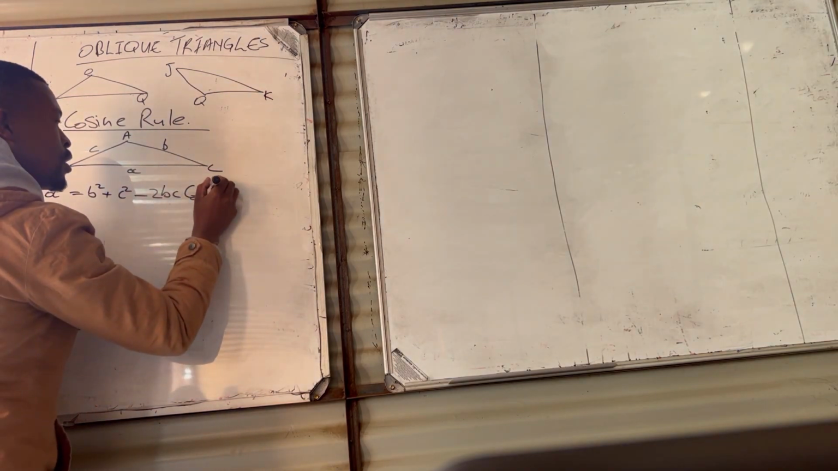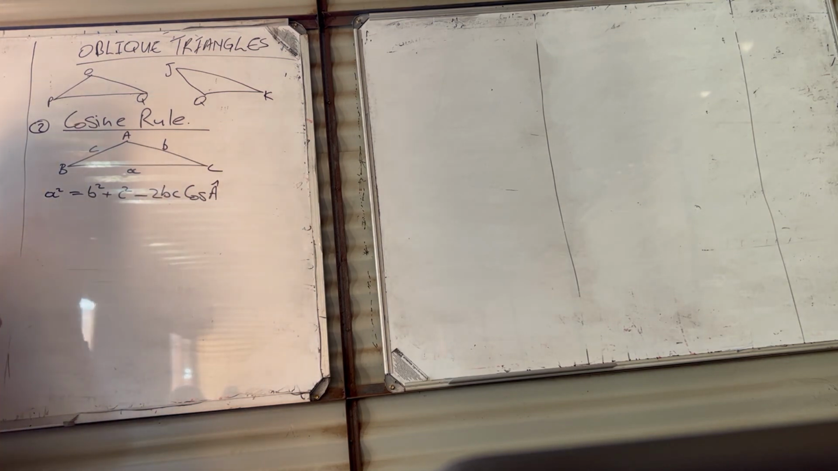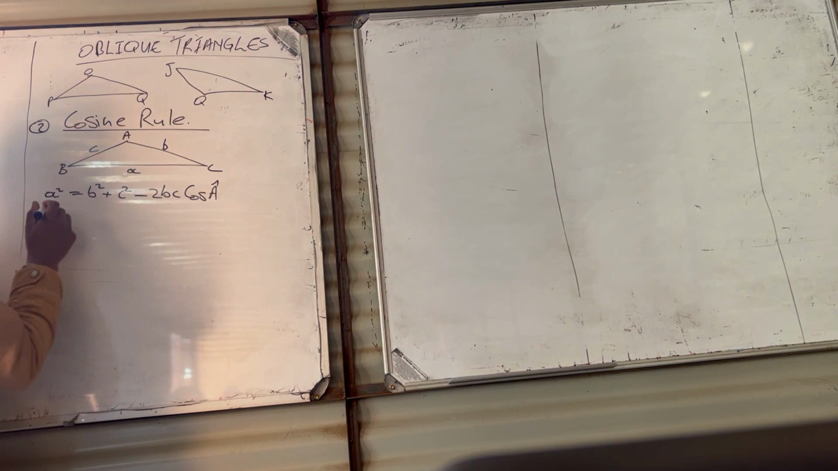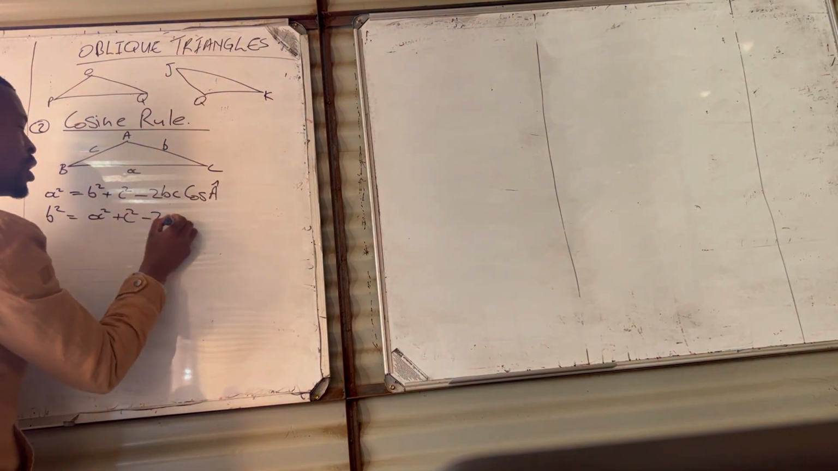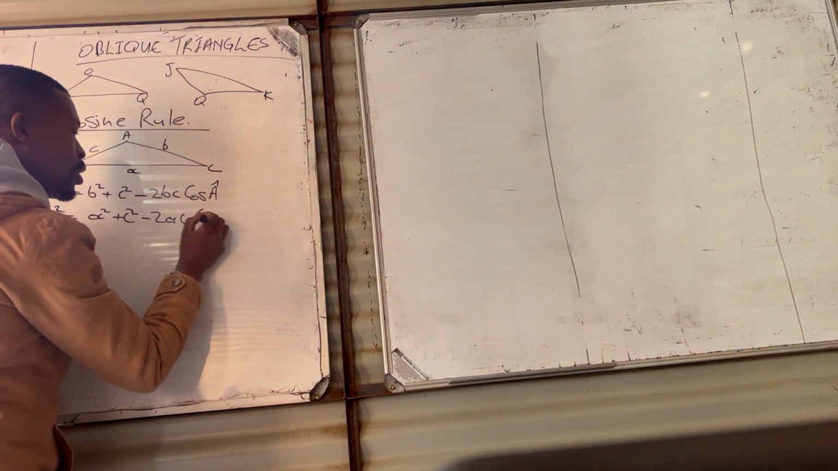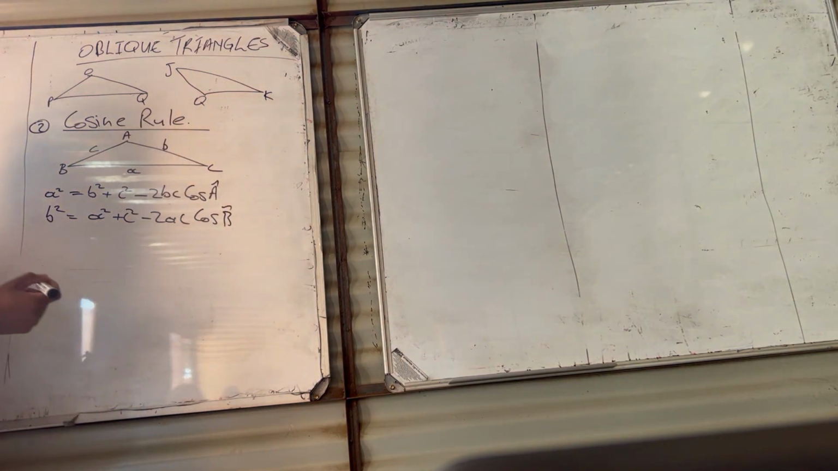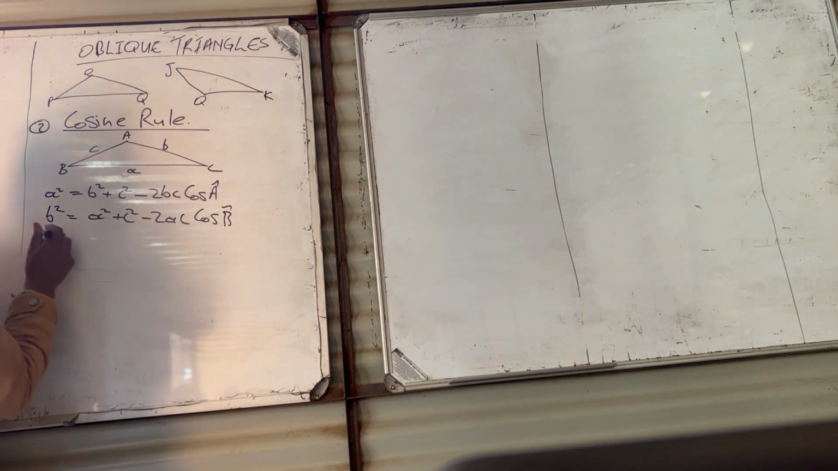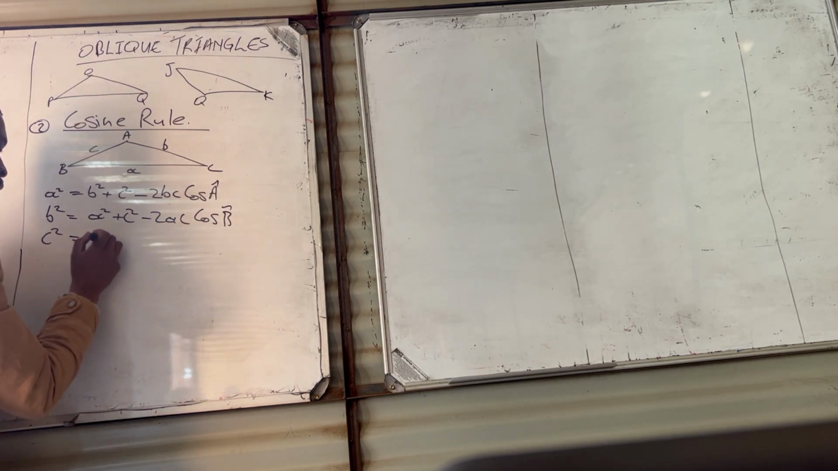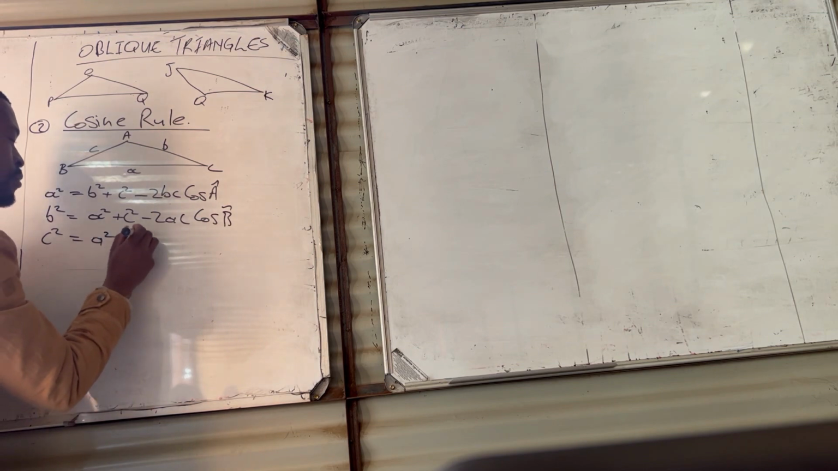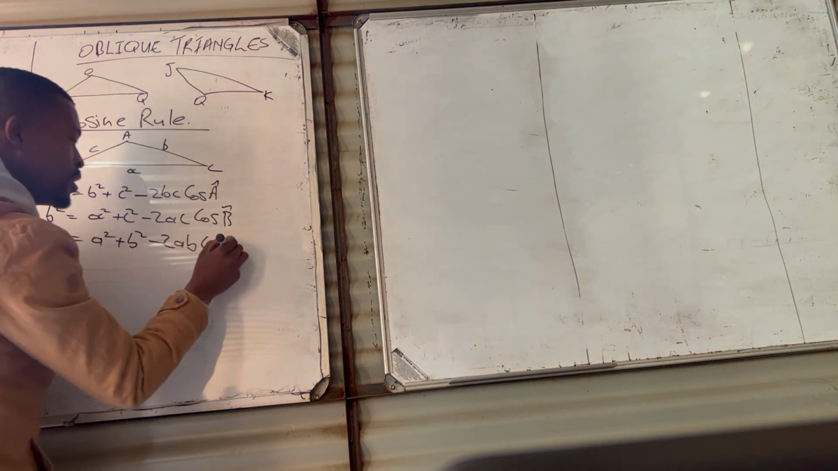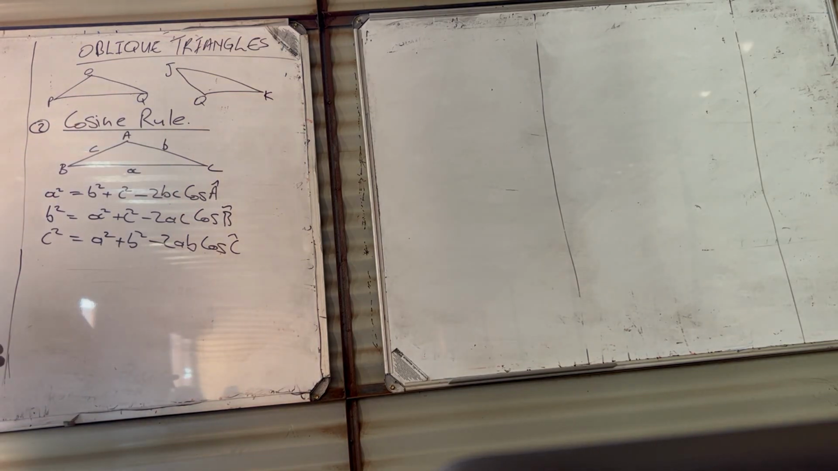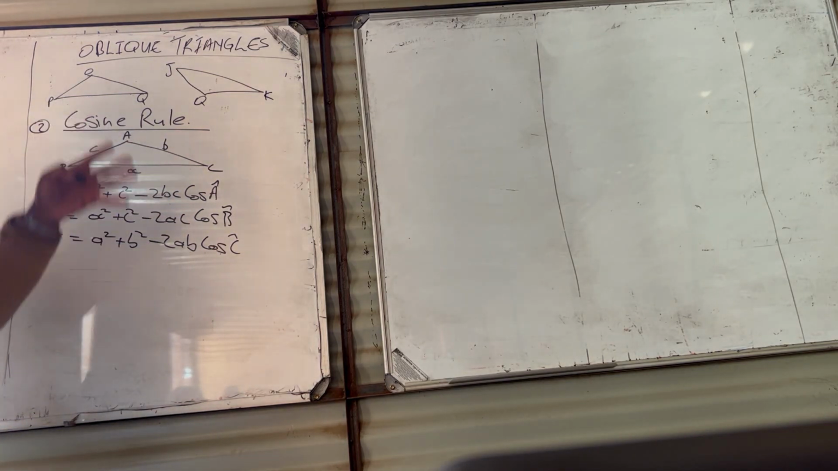times the cos of A. Then if we want side b, B squared is equal to A squared plus C squared minus 2AC times cos of angle B. And C squared is equal to A squared plus B squared minus 2AB cos of C. Right, those are the formulas of the cosine rule.